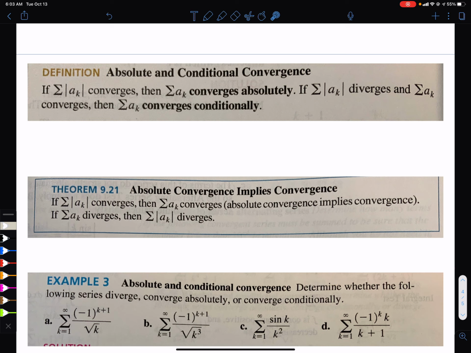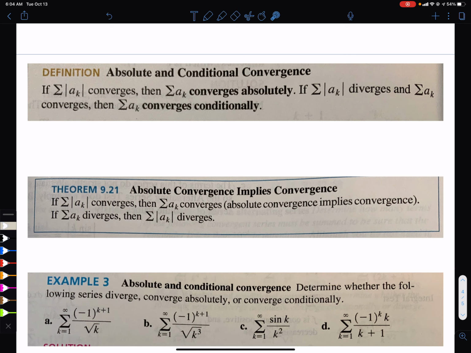So if you have an alternating series and you take the absolute value of the terms, so you get rid of the alternating and make it all positive, if that converges, by definition the alternating series converges absolutely. But in the next situation, if the absolute value of the terms diverges, meaning they're all positive and it diverges, but the alternating series converges, then we say it converges conditionally, on the condition that it alternates. But if we had the absolute value, it would diverge. So that's conditional convergence. This is a definition that you have to know.